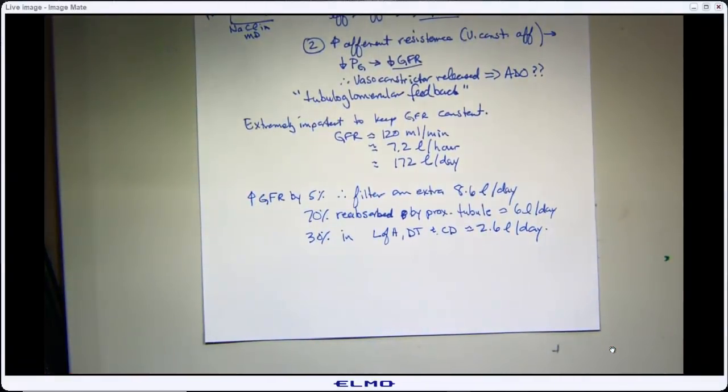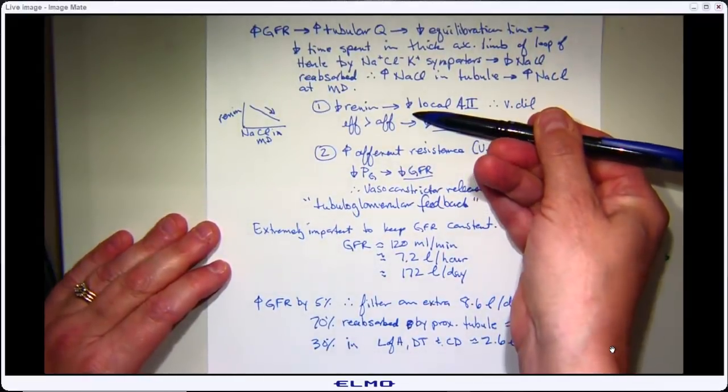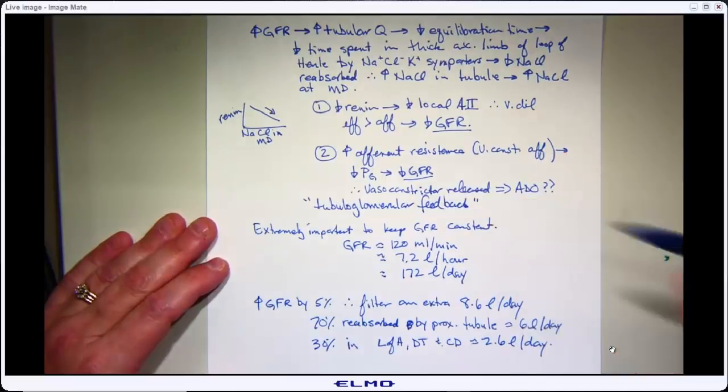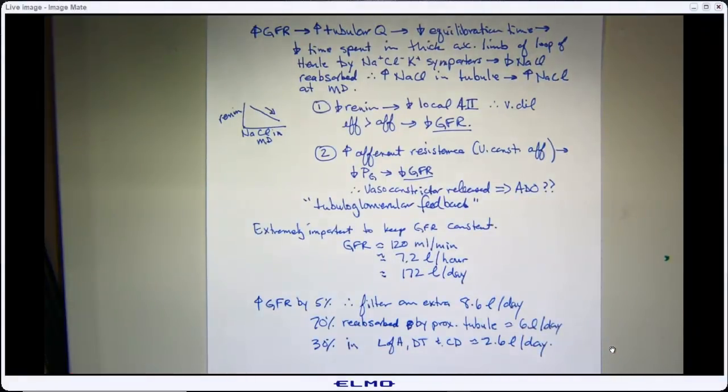So depending on what your ADH status is, you have the potential to lose an extra 2.6 liters a day just by messing with GFR by 5%. Okay, massively powerful tool. So we have a huge amount going on at the level of the kidney to try to keep GFR constant, right? Local renin release, tubuloglomerular feedback, and the autoregulation that we're doing down here already, all trying to keep GFR constant.